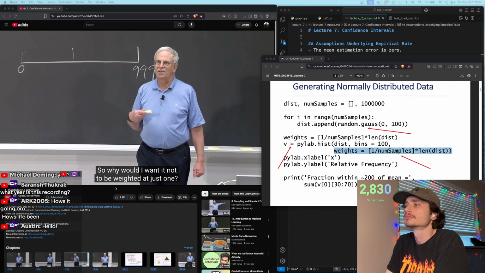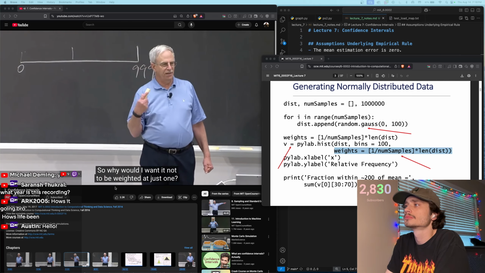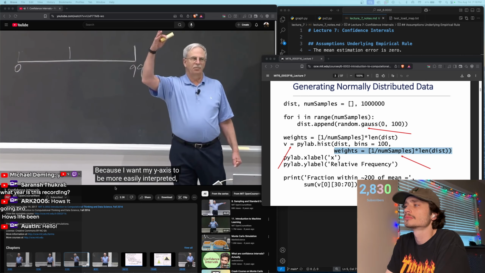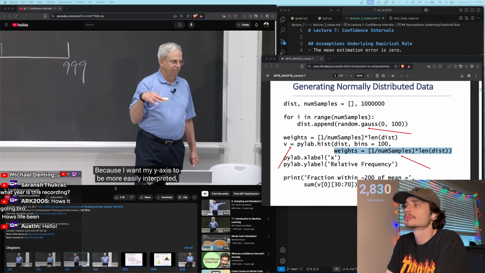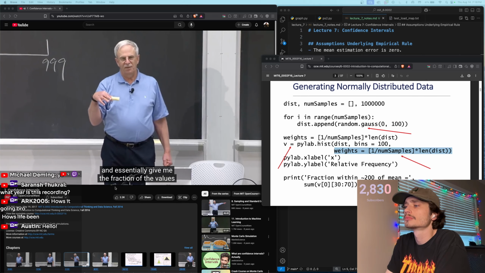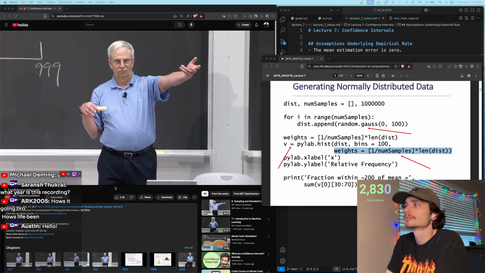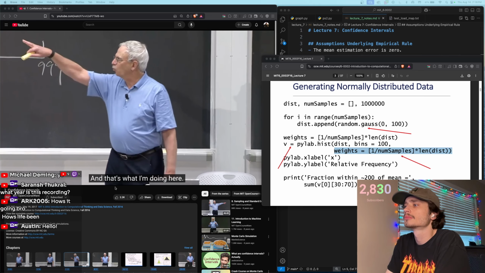So why would I want it not to be weighted at just 1? Because I want my y-axis to be more easily interpreted as essentially giving me the fraction of the values that fell in that bin. And that's what I'm doing here.